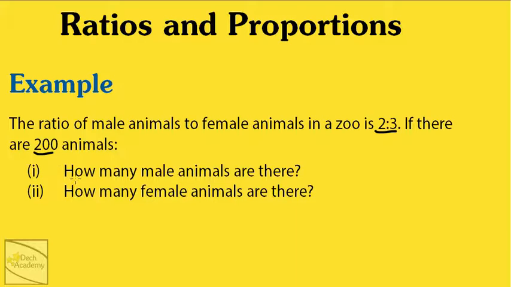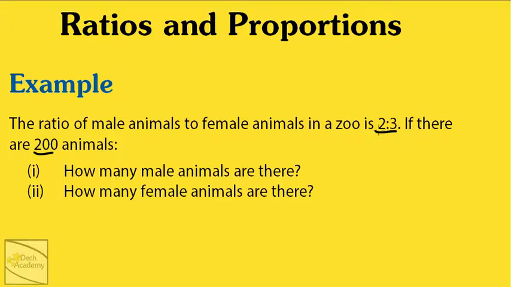So the first question says, how many male animals are there? And the second question asks for the number of female animals. So we're given a ratio, we're given the total number of animals, and we're then asked to find the number of male animals and the number of female animals.